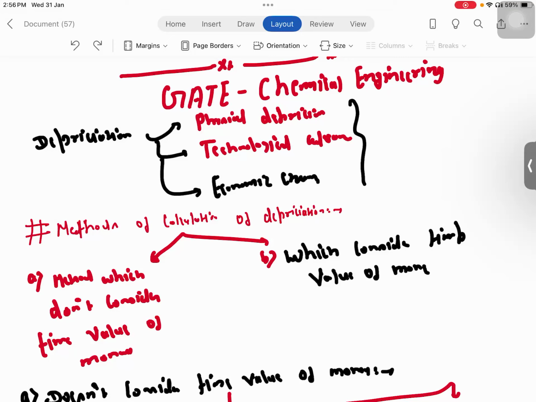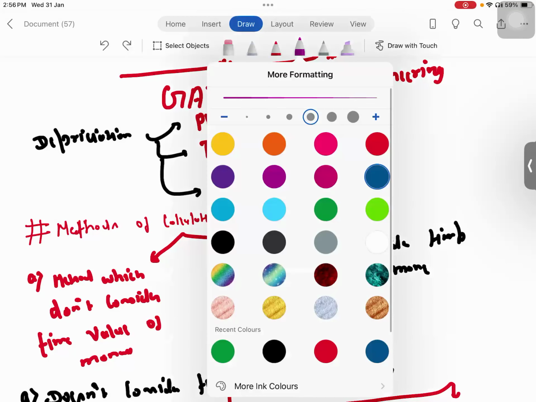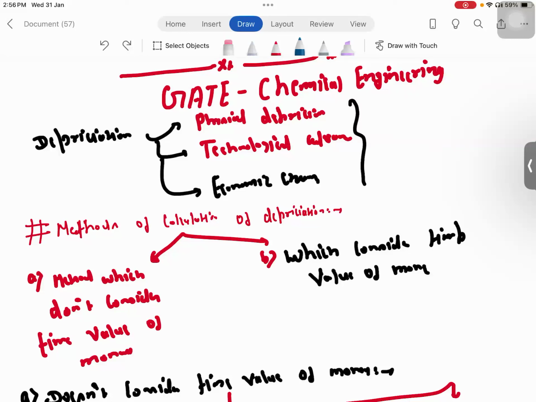The second one is technological advancement. Let's say whenever a new iPhone comes into the market, the cost of old iPhones decreases, right? This is because the latest iPhone is more technologically advanced, that's why its cost is more.